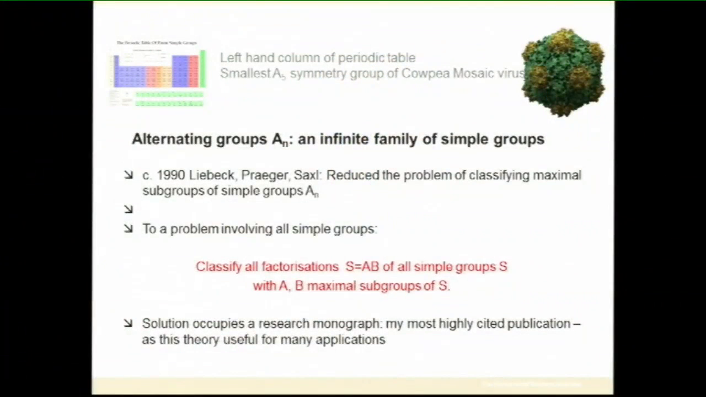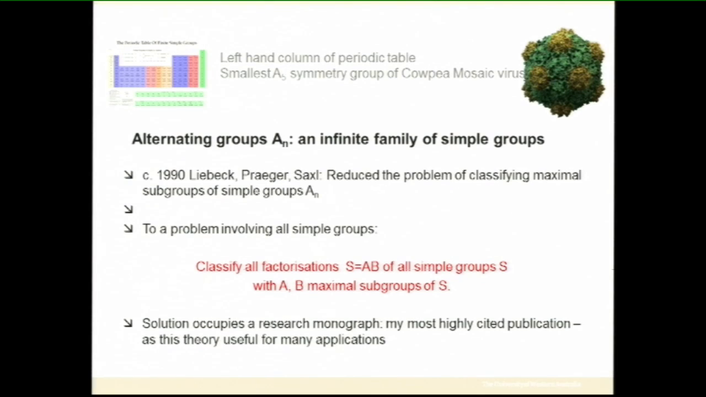Here's the first one I'd like to explain. The alternating groups are one of the infinite families of finite simple groups. These are the groups of even permutations of, say, a set of size n. The alternating groups are the yellow column on the left-hand side of the periodic table, and the smallest non-abelian simple group amongst that family is A5, and it was the simple symmetry group of the cowpea mosaic virus that I showed you earlier.